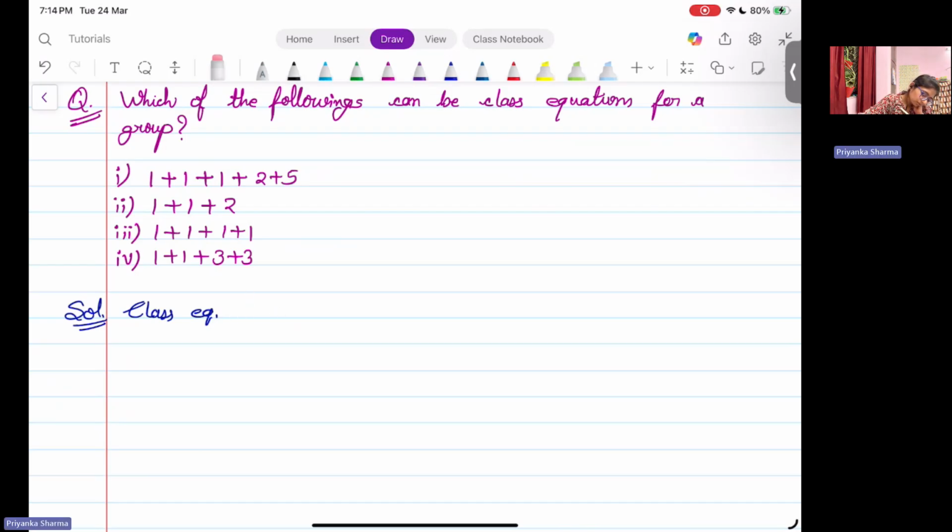This is the class equation for a finite group, because we are defining it as the order of G divided by the order of CG of x.